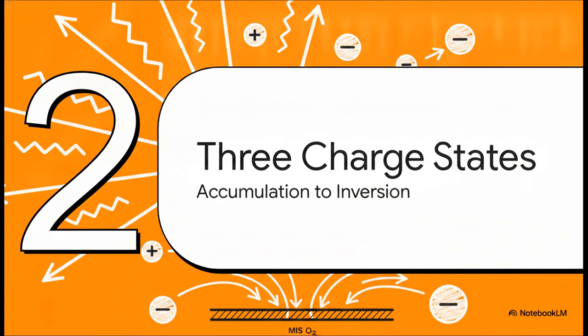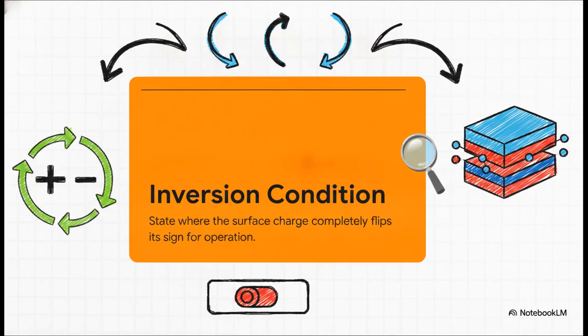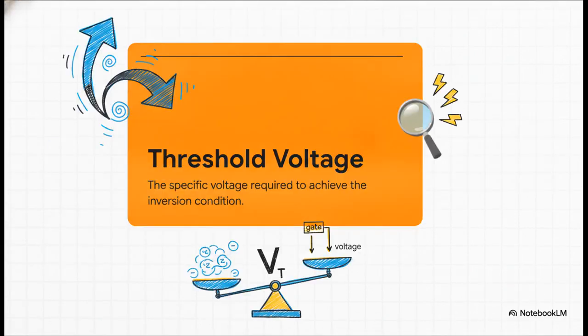Moving right along to Section 2, the three charge states. Now, accumulation and depletion are definitely important, but the real magic happens during the inversion condition. This is this wild state where the charge at the very surface of the semiconductor completely flips its sign compared to its natural resting state. And forcing the surface charge to flip is literally the operational key to how these field effect devices function and switch. But to actually get to that inversion condition, we need a very specific amount of force.